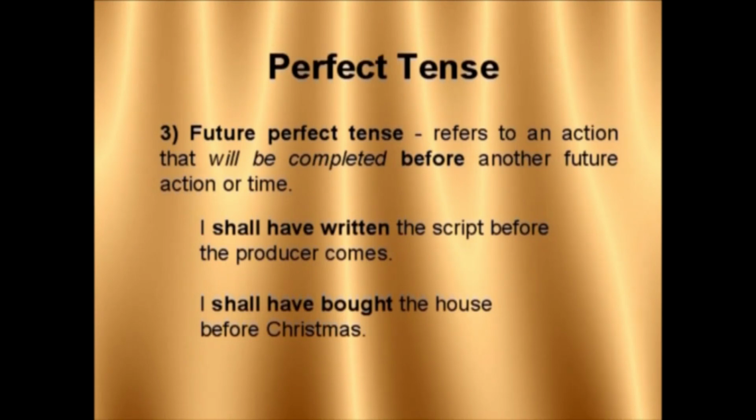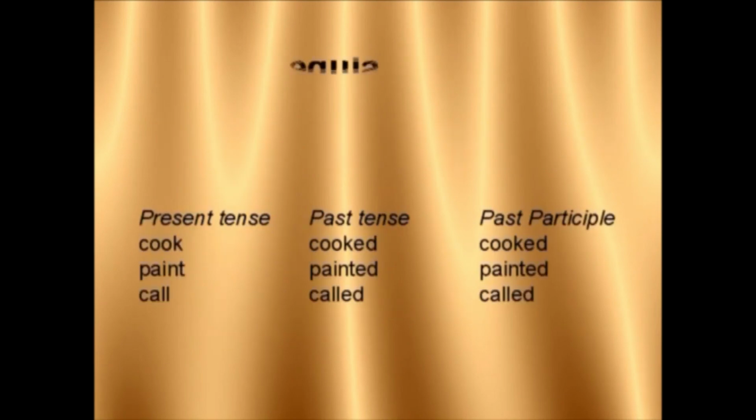Number 3, the future perfect tense. It refers to an action that will be completed before another future action or time. I shall have written the script before the producer comes. I shall have bought the house before Christmas.